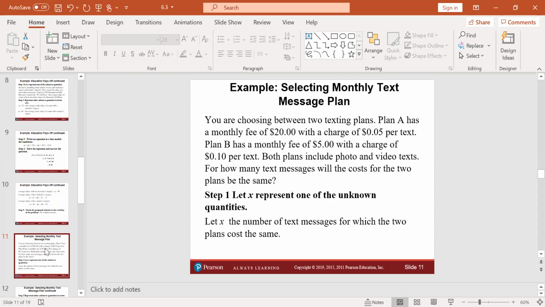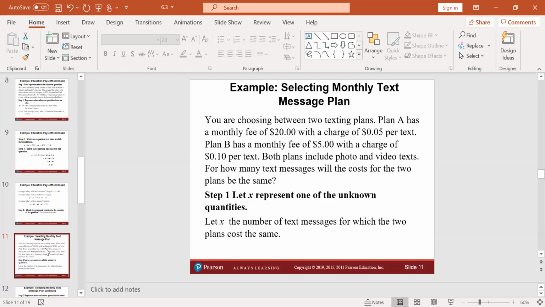So we can already tell from the setup here, Plan A is a pretty good plan if you send a lot of text messages. Because the $20 sounds bad, but if you send way too many, at least you're paying a cheaper rate per text message. Plan B is probably a good plan if you text a little bit here and there, but you don't really care too much about it. And so you can incur that.